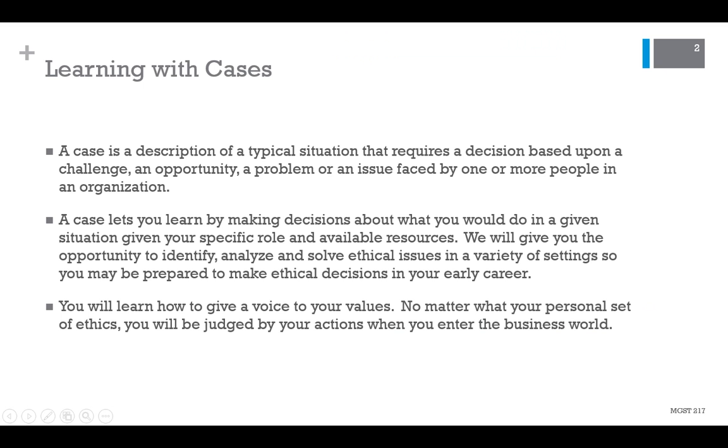So first of all, let's take a look at why we are going to be using cases in the classroom. A case is going to be a description of, and for the cases that we do, a very short description of a typical situation that you might encounter in business. You are going to be asked to take a look at the challenge or opportunity or problem that is faced by the decision maker in the case, and you are going to need to make some sort of decision in terms of what you should do in that situation.